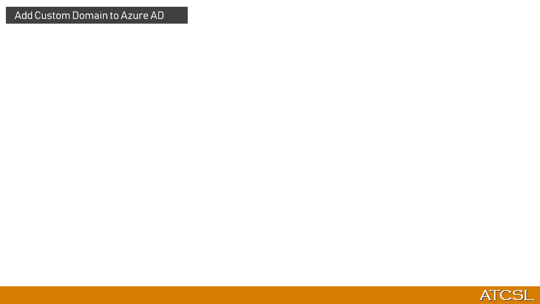So the first thing is, when we sign up for a new Azure account and create a new subscription, we are provided with an initial domain name, and that is unique to your account. This has a format of, say, your organization name or your domain name.onmicrosoft.com. Remember, I had that aqtcslgmail.onmicrosoft.com.